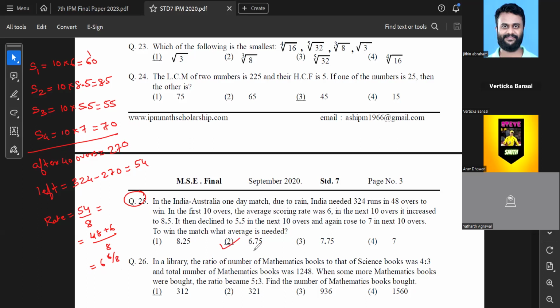In the answer, whichever option is 6 point something, tick that. That's your answer. Otherwise, you can simply solve 6 by 8 and find how much is the decimal fraction.